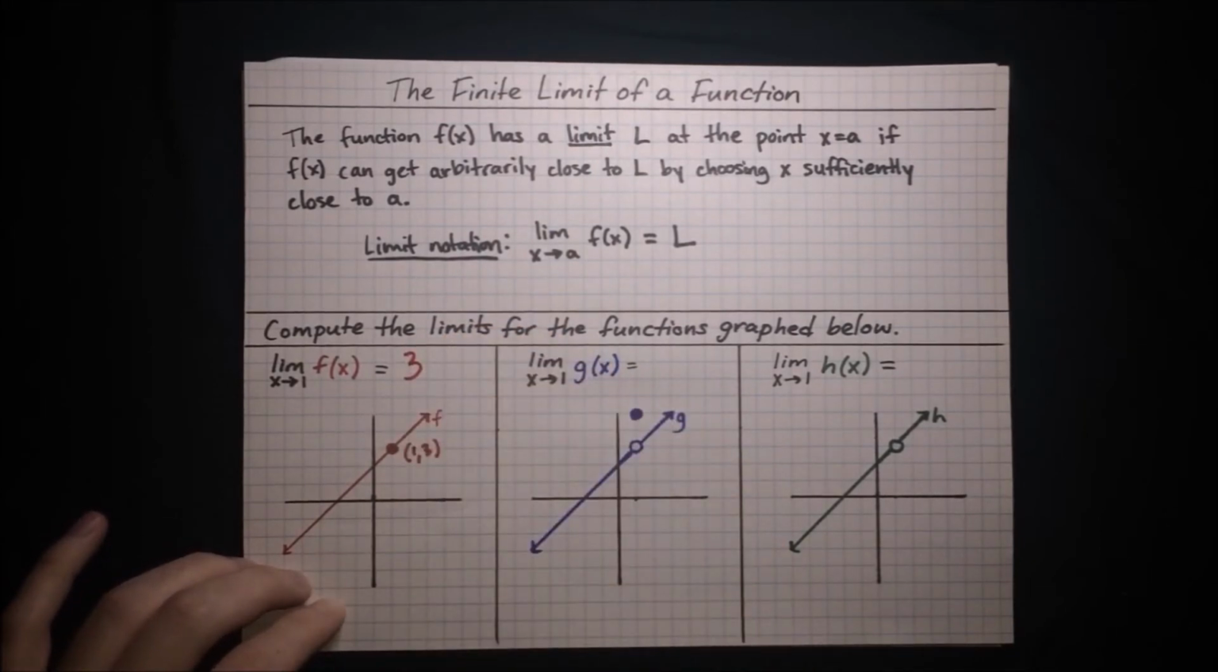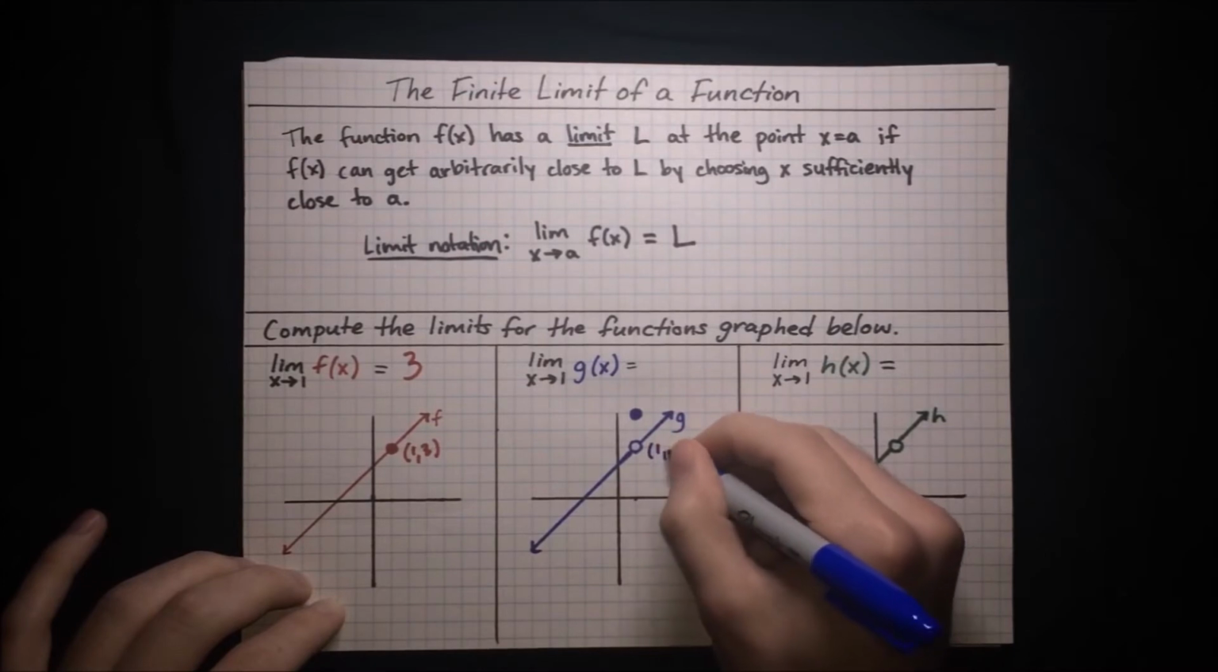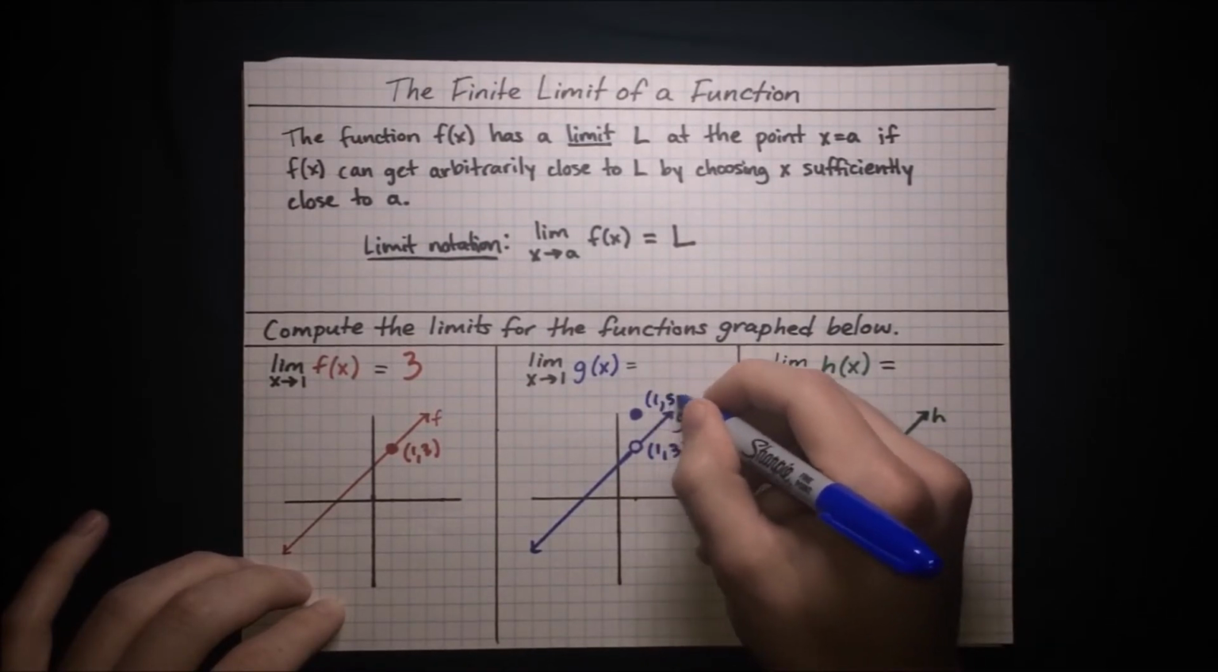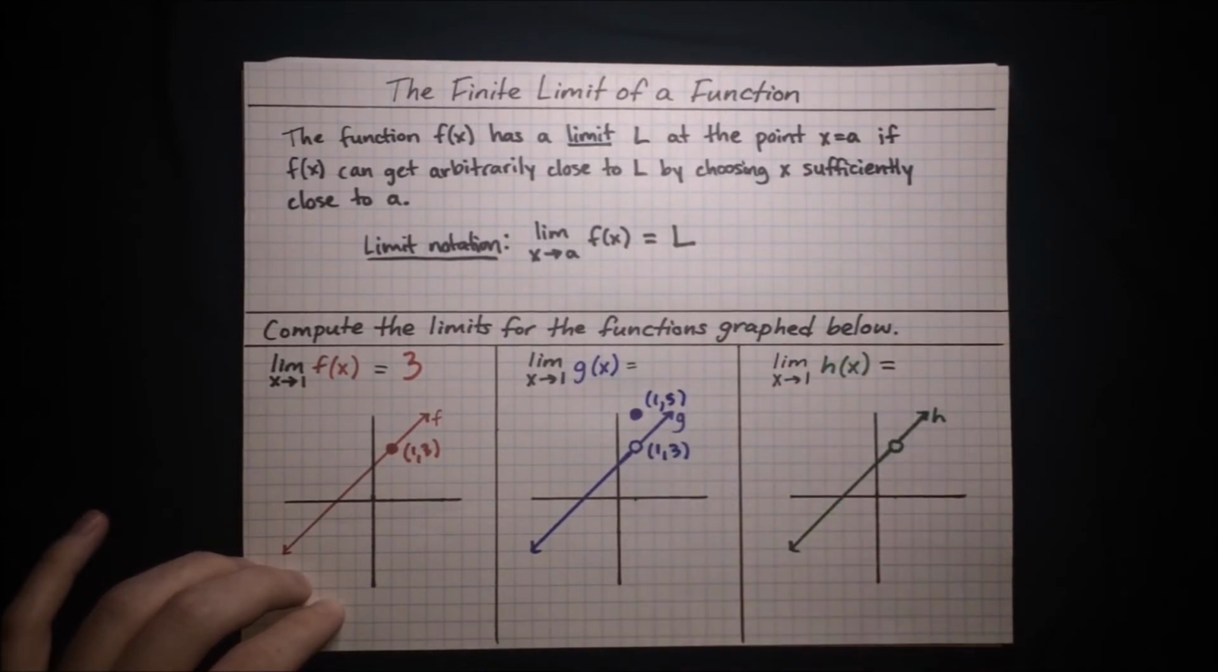Now the function value is also 3, but the limit actually has nothing to do with the function value, as we'll see in the next example. Alright, onward to the next example. The limit as x approaches 1 of g of x equals what? So this one's a little trickier because there's a jump at (1, 3). At (1, 3), the function actually jumps to have the value 5, the point (1, 5), and then it goes back to how it was going normally. So what is the limit? Is it 3 or is it 5? What value is the function approaching as x gets closer and closer to 1?